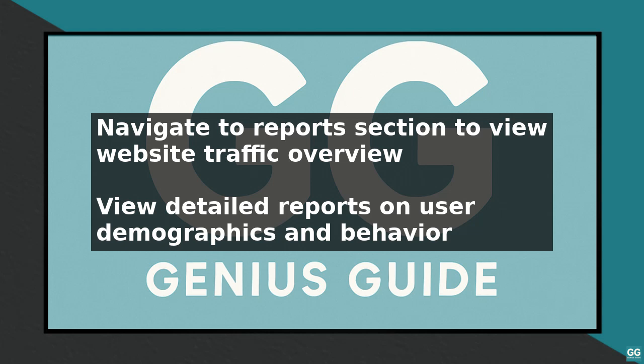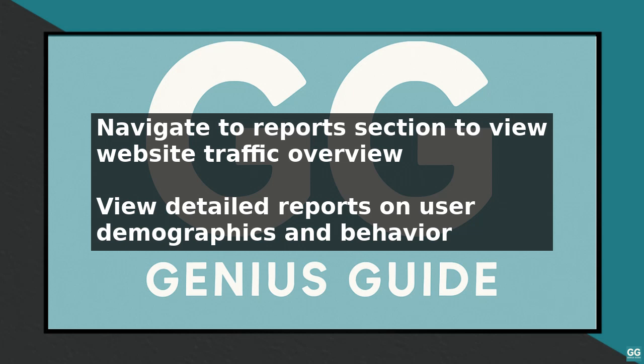Once you have verified the tracking code, navigate to the Reports section of your Google Analytics 4 property. Here you will see an overview of your website's traffic, including the number of users, sessions, and bounce rate. You can also view more detailed reports on user demographics, behavior, and technology.